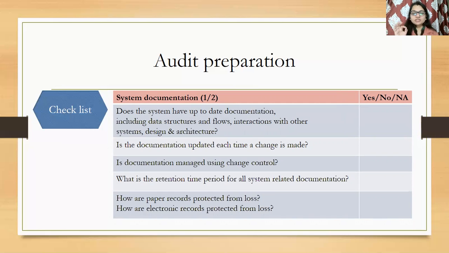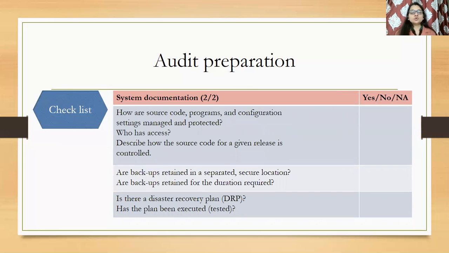What is the retention period for all the system-related documentation? How are paper records protected from loss? How are electronic records protected from loss? How are source code, programs and configuration settings managed and protected? Are backups retained in a separate location?